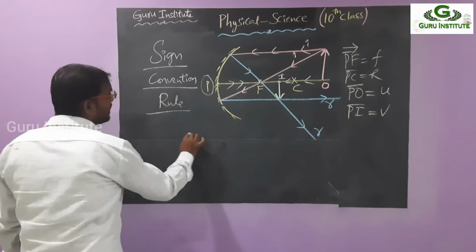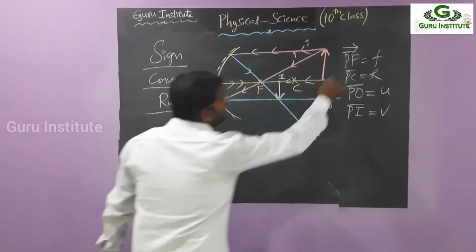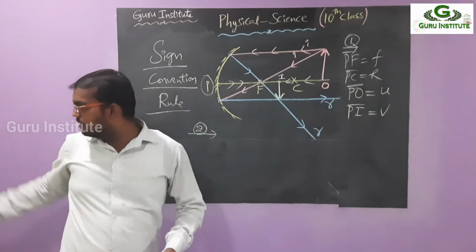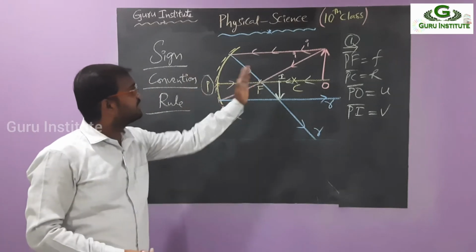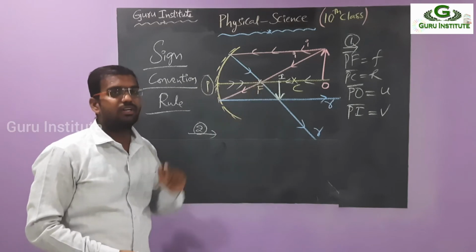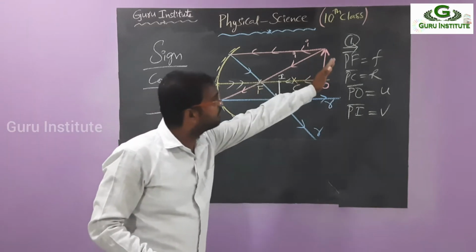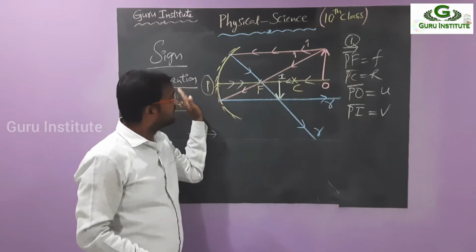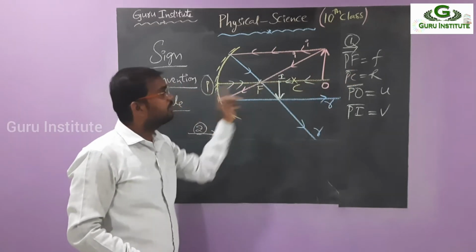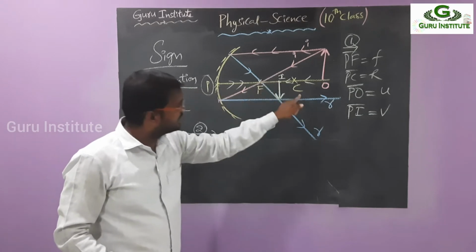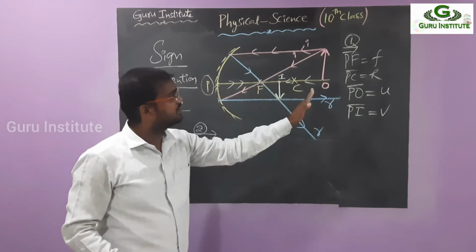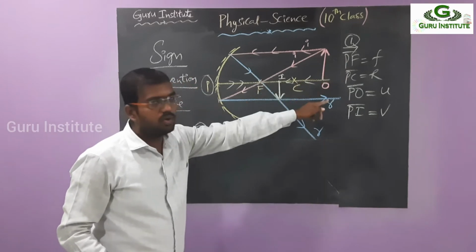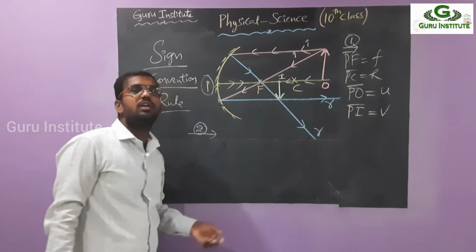Now see here. What is positive? What is negative? We have to see. This is the first one. So let's see, PF. I am measuring from left to right. But what is our condition? All should be measured from the incident ray direction. The incident ray direction is from here to here, but my measurement is on the opposite side. So that's why PF is negative. PC is like this, but the incident ray direction is this one, the opposite. So that is negative. PO, negative. PI, negative. All are negative only.